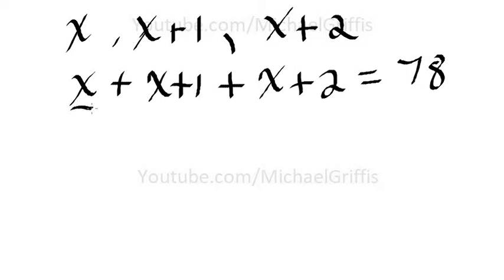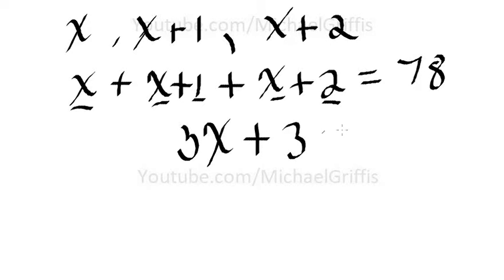So we have some like terms. Underlining our like terms, we have three x's. And then we have some constants here, which are like terms. So that's going to be plus 3. And that's all going to equal 78. Well, we've now simplified our equation. It's now time to solve for x.